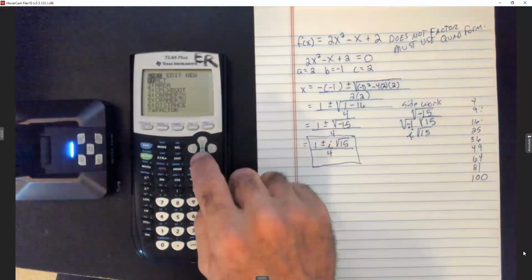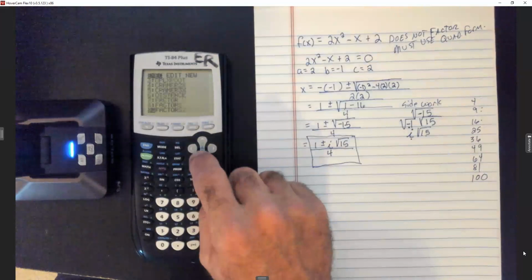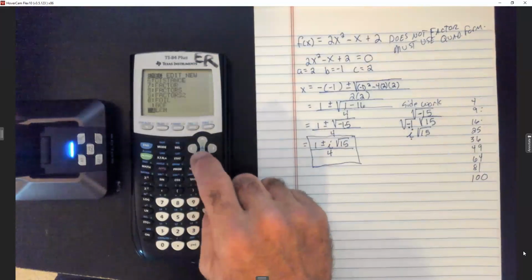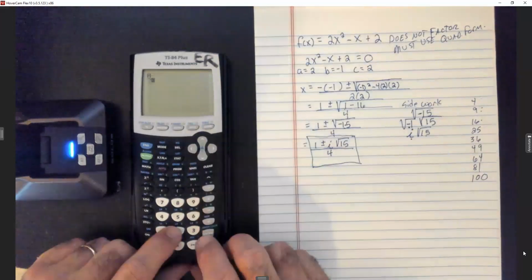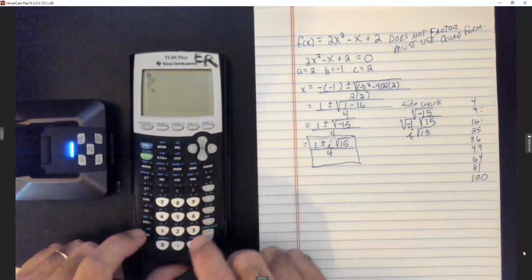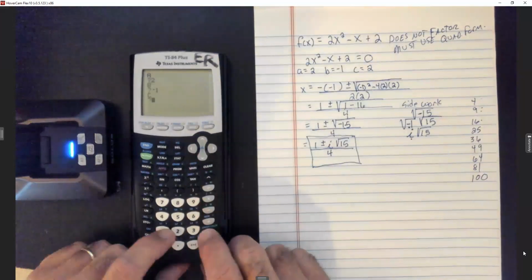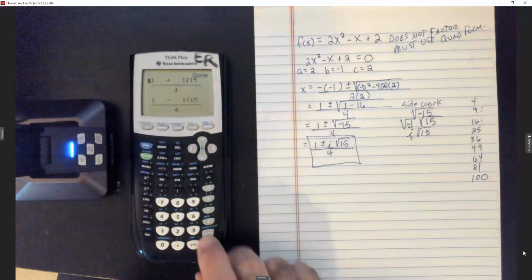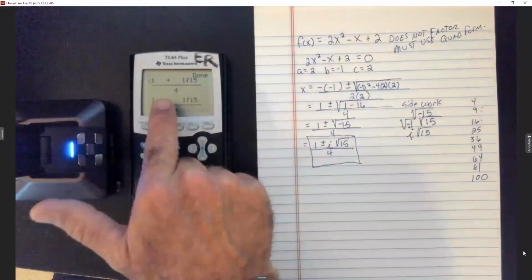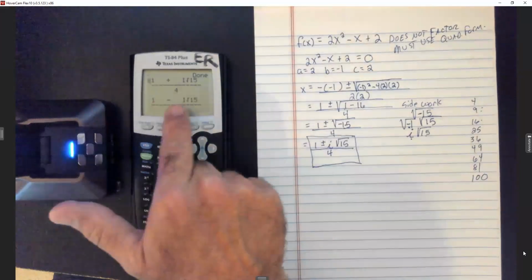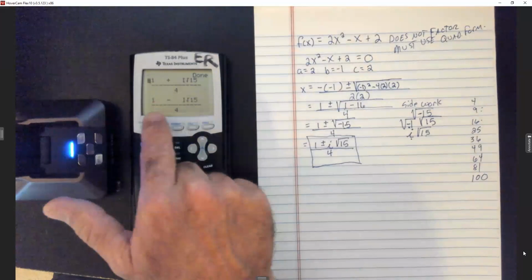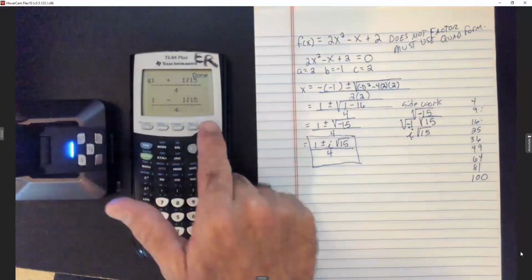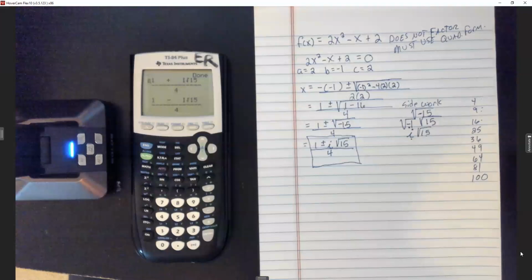So y'all watch this. This calculator knocked that out. Let's see. Quad enter. I had a 2, -1, and a 2. Now remember, there you go. 1 plus i square root of 15 over 4. 1 minus i square root of 15 over 4. Now I'm going to show you how I'm going to put this one in the MATLAB.